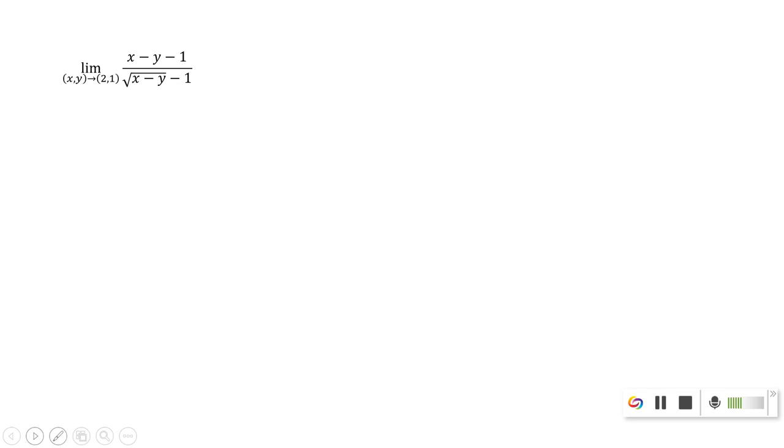And so for my second example, let's see what happens when we plug the numbers in. Now we're finding the limit as we approach the point (2, 1) of (x minus y minus 1) over the square root of (x minus y) minus 1. If I plug my values in, I end up getting 0 divided by 0. And this is indeterminate. This means we don't know what the answer is. We have more work to do.